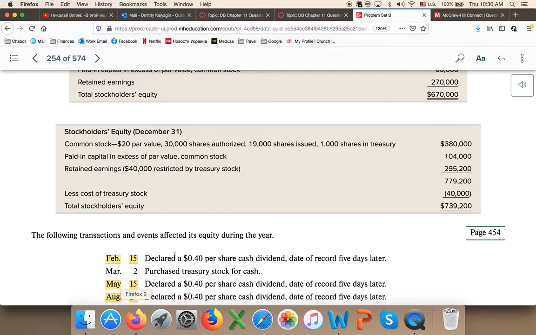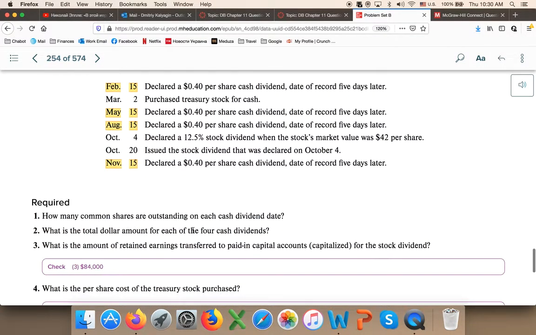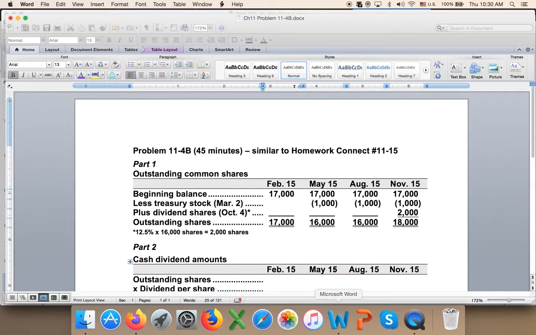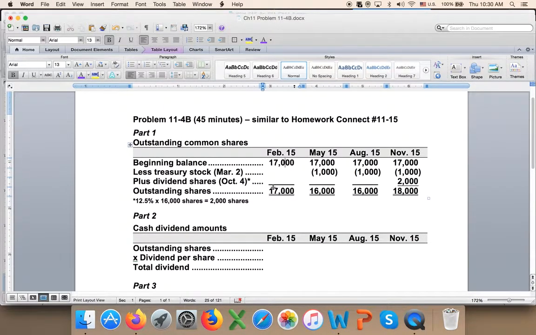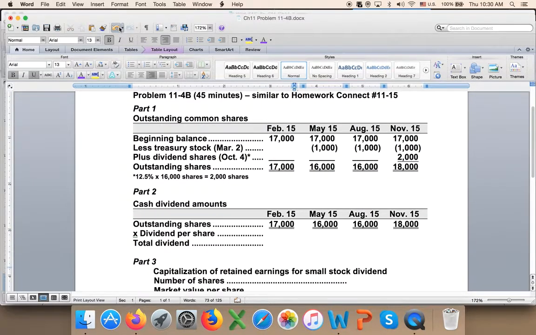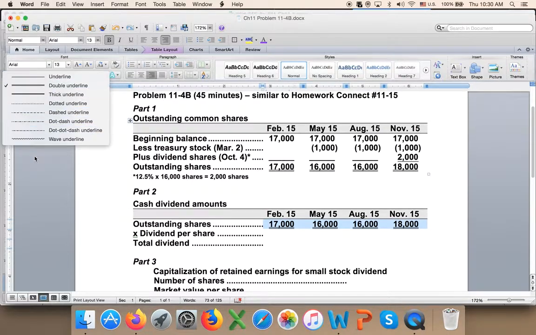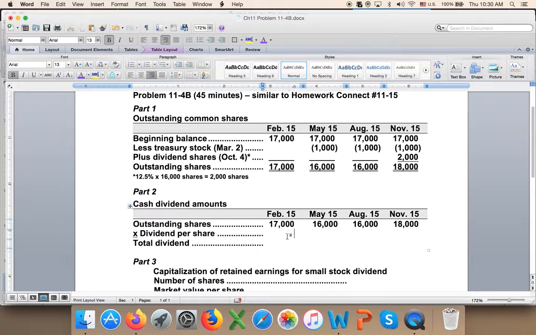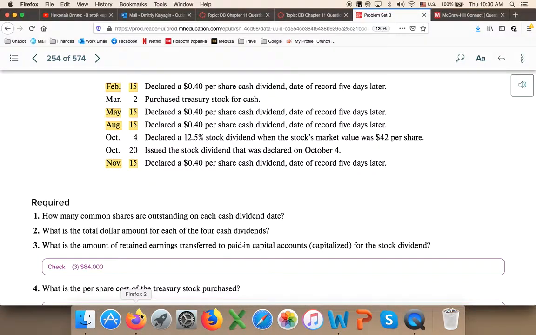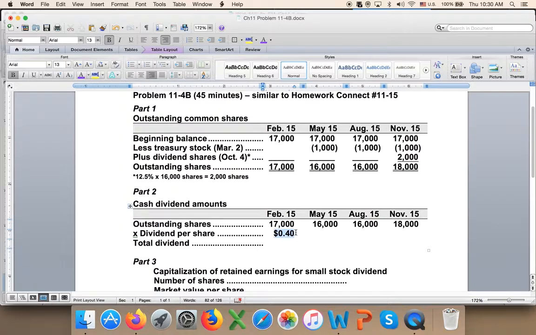Number of shares. In question number 2, the problem asks you, what is the total dollar amount for each of these 4 cash dividends? So very simple. I take the number of shares from right here. So I'm just going to copy this. I guess I don't need the double underlines, right? Oops, something with the format. All right, and then I don't need underline at all. And I'm going to multiply it by 40 cents, right? Each one of them. The problem tells you that 40 cents, 40 cents, 40 cents. So really straightforward here.